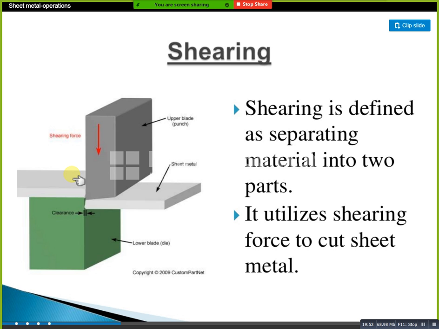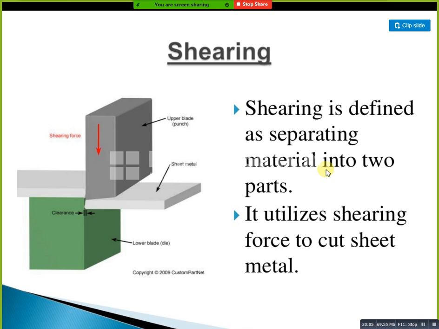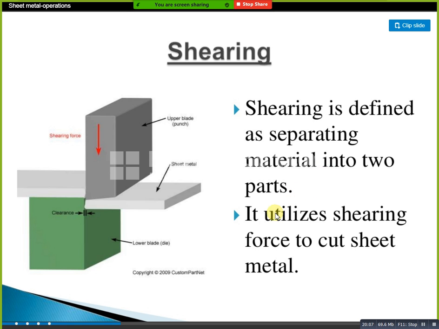Shearing is defined as separating material. Separating material means divided into two parts, simply breaking the material into two parts. Okay, it utilizes shearing force to cut sheet metal. For sheet metal cutting purposes we are using shearing. We have shearing machines also, cutting machines also. That condition also we are using blades.